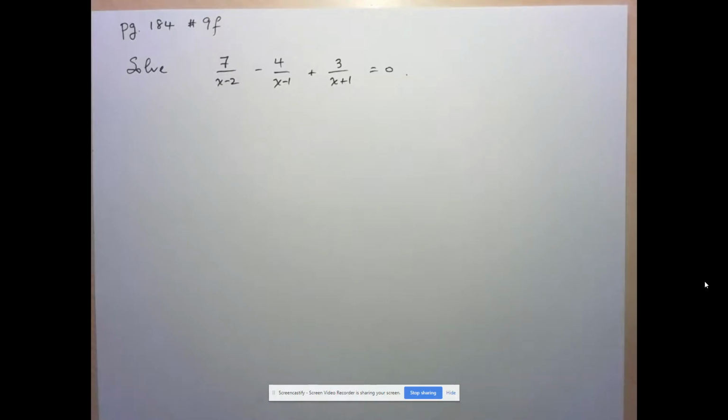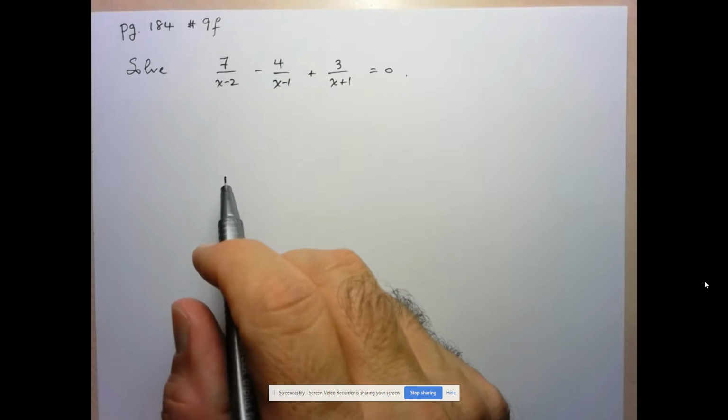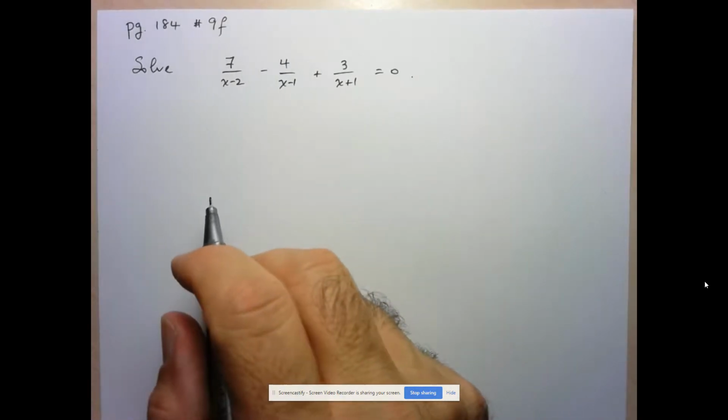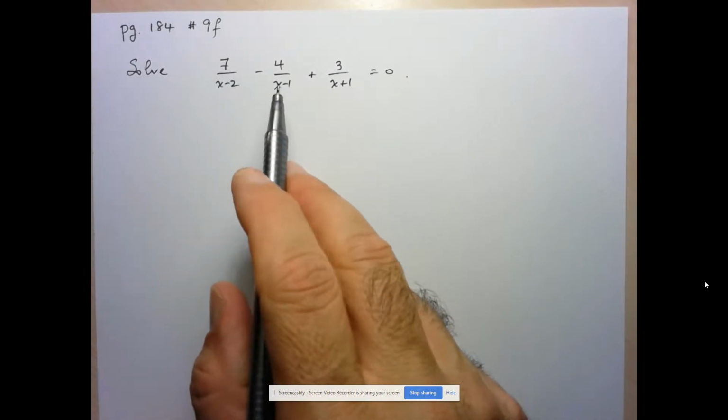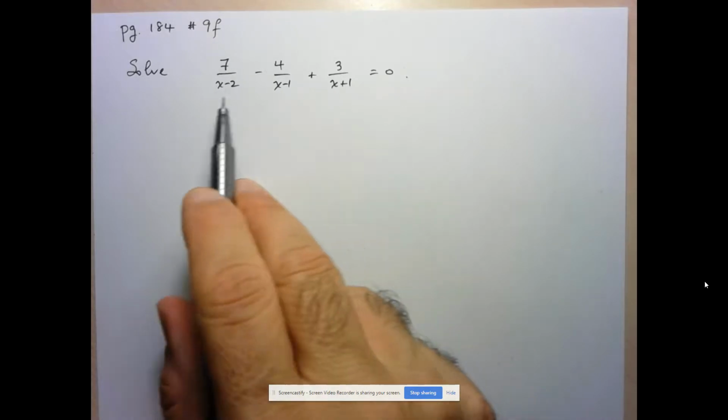Hi folks, we're going to take a look at 9F from page 184. They're asking us to solve this rational equation, and I'm going to do so by using the technique of clearing out all the denominators. That means I need to multiply left and right by the lowest common denominator in these three fractions.